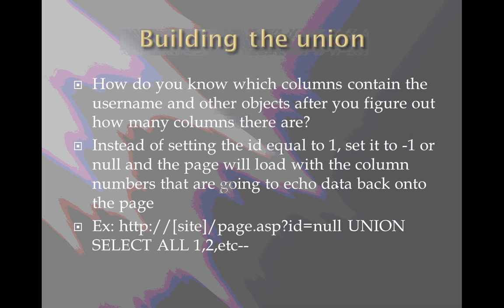So if columns 2 and 4 are going to echo back data, the numbers will actually appear on the page, and it'll generally look kind of weird. The numbers will just look weird on the page. There's a little example at the bottom of the slide: ID equals null, and then union select all, and however many columns you found.